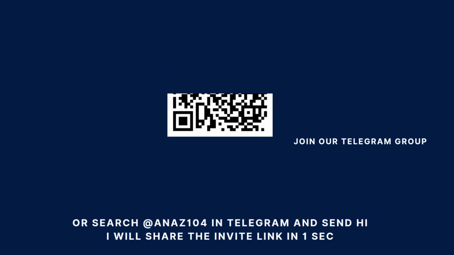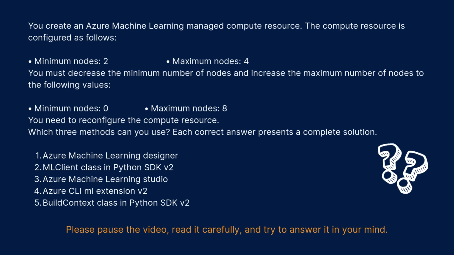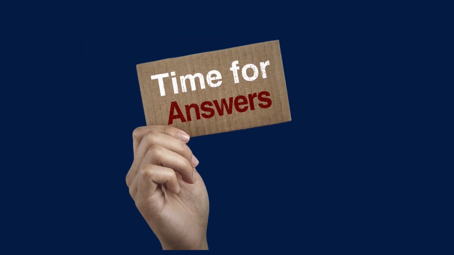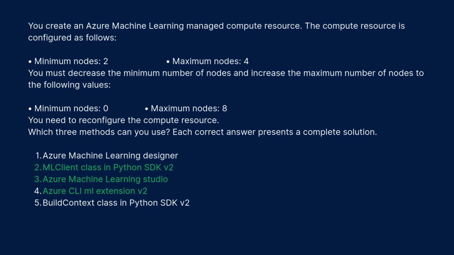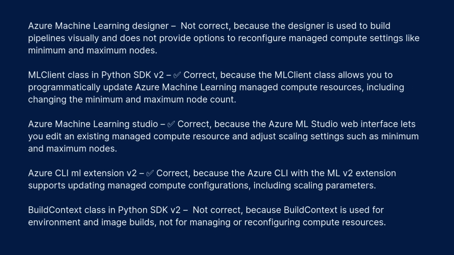Now let's jump to the sixth question. This question is a multiple choice question, so any 3 answers are correct. Read the question, pause the video, and try to answer it in your mind. Alright, so the answer is second, third and fourth. Why are these correct? Let's see one by one.